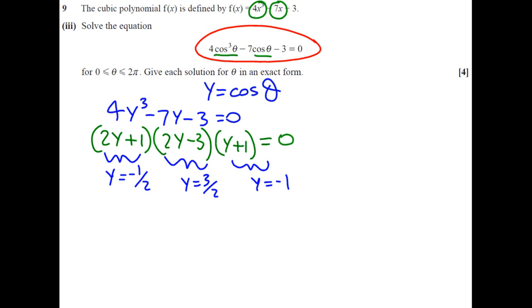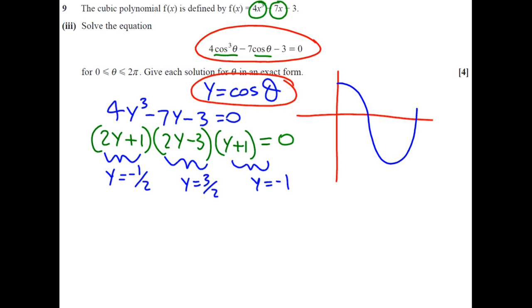Now we're not talking about y. y was a substitution so that we didn't have to keep writing out cos theta. Okay, cos is cool. It starts at 1 and it goes like that for one period. You've got 180 in the middle. You've got 360 degrees here. Okay, and we're not working in degrees, so let me scrap that, because I've just noticed the question is in radians. 360 degrees is 2 pi. 180 is pi, 90 is pi over 2, and 270 is 3 pi over 2. Give each solution for theta in exact form, and we have to solve that equation.